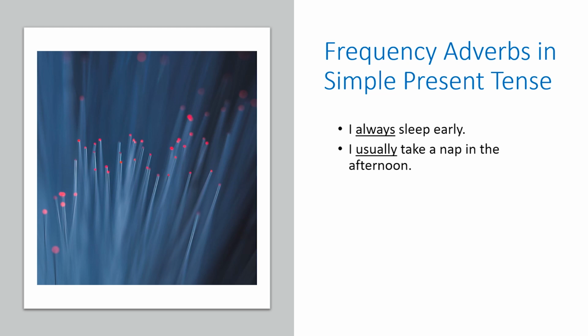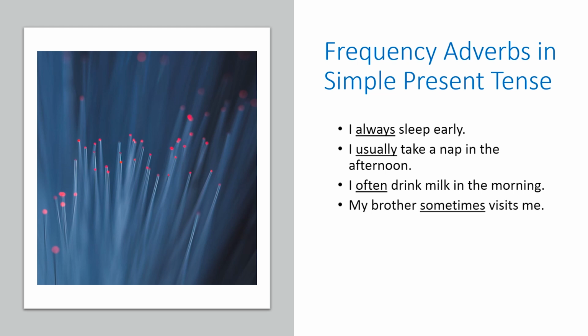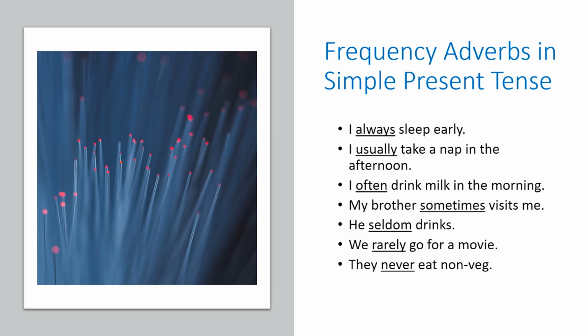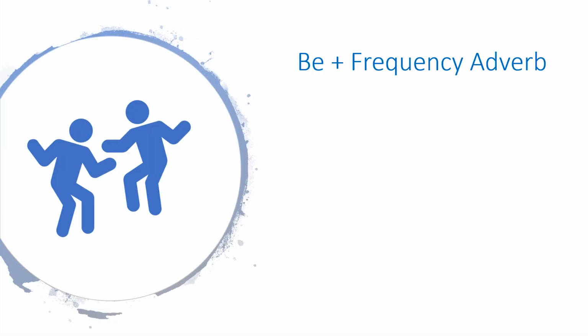So usually also means almost always. I often drink milk in the morning. So often means most of the time. My brother sometimes visits me. He seldom drinks. Seldom means very less, almost rarely. We rarely go for a movie. They never eat non-veg.